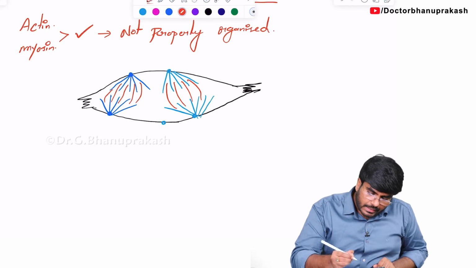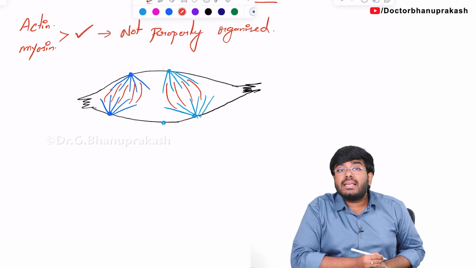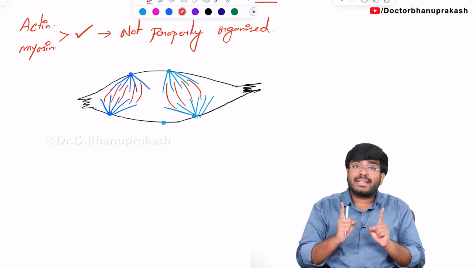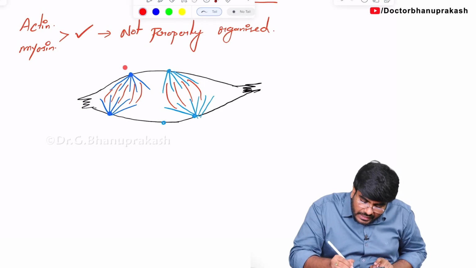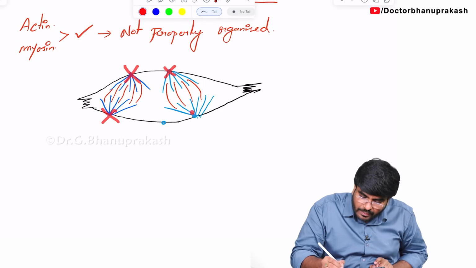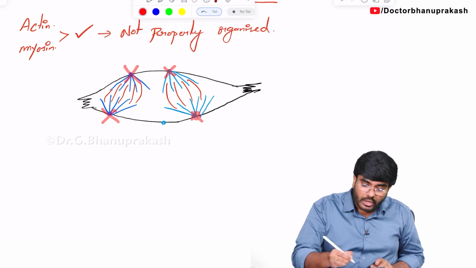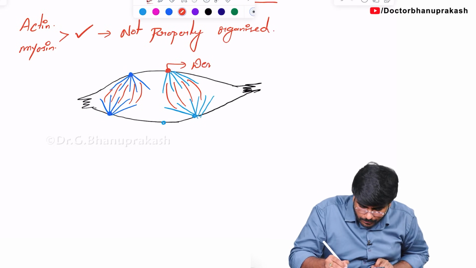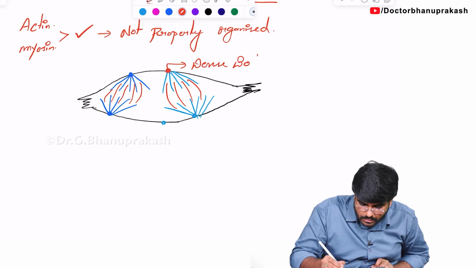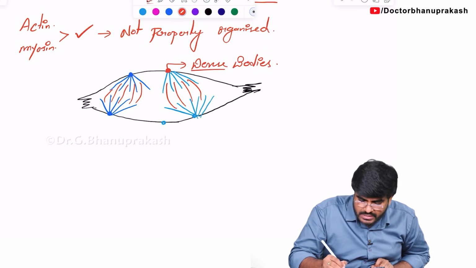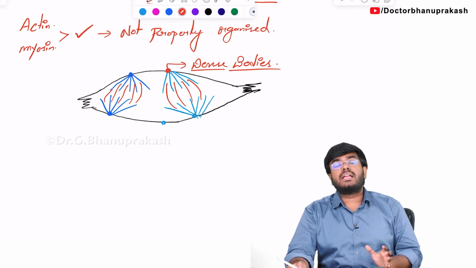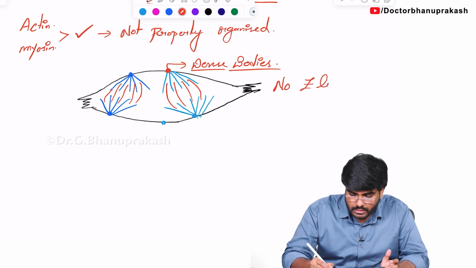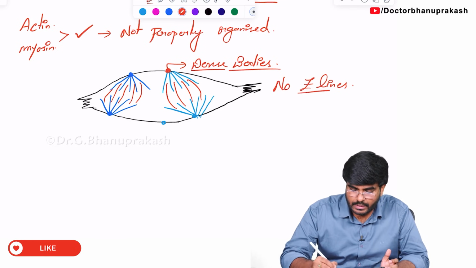And one more thing, in skeletal muscle there is something called a Z line to which the actin filaments are attached. But is any such Z line present here? All these actin filaments attach to a point which is called the dense bodies. So dense bodies are the areas where these actin filaments are attached. There are no Z lines in smooth muscle.